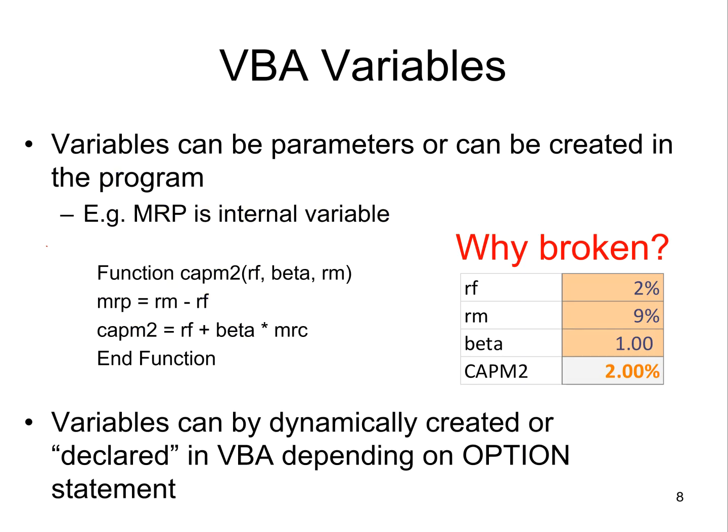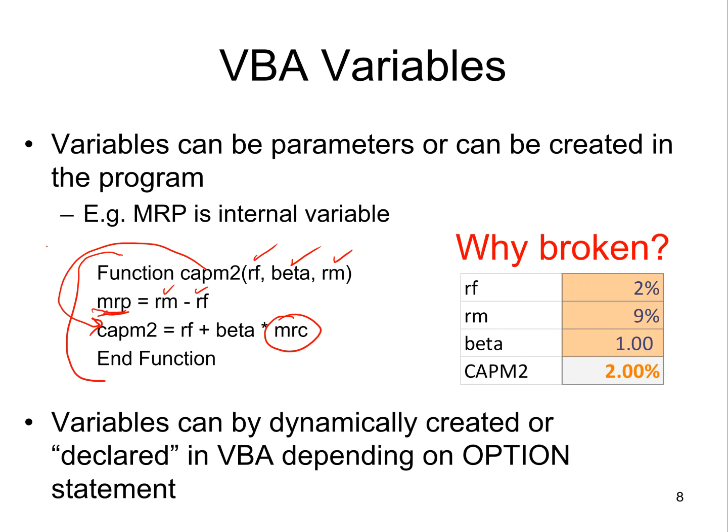So what if I had a function here called capm2? In that function, I have parameters rf, beta, rm, where I have mrp equals rm minus rf, and capm2, which is the function name, that's how we need to get a value inside the function name, equal to rf plus beta times mrc. Now notice I purposely made a typo.